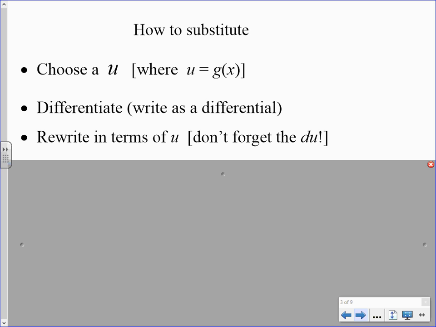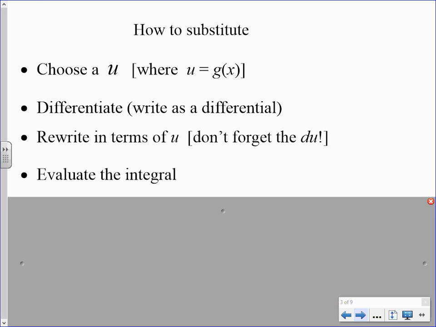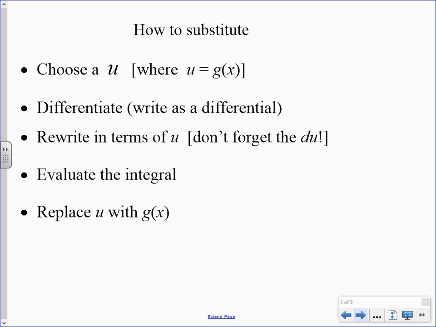At that point, hopefully we can take the antiderivative, and so you're going to do that with respect to u. But since we started with a function that was in terms of x, when you get your answer, you're going to want to go back and replace all of your u's with g of x, since those two were equal.